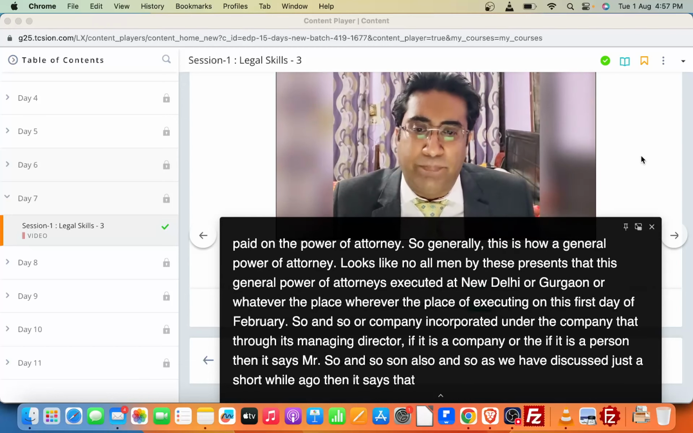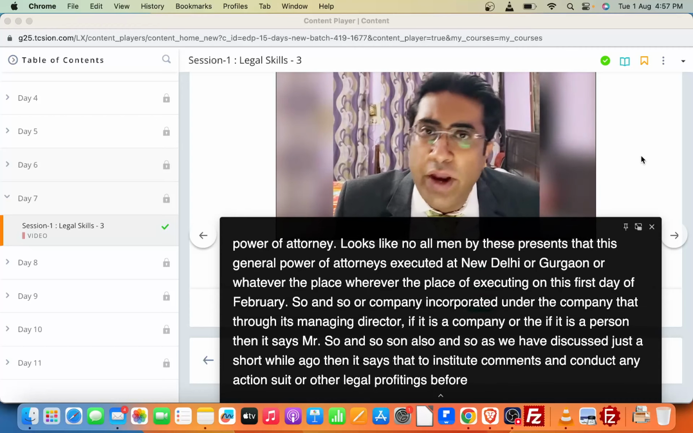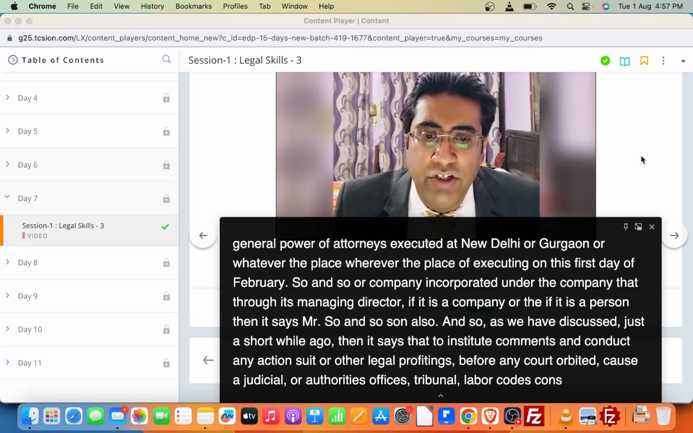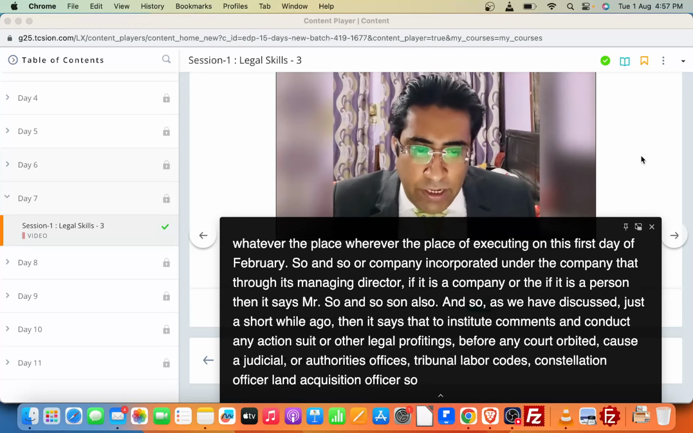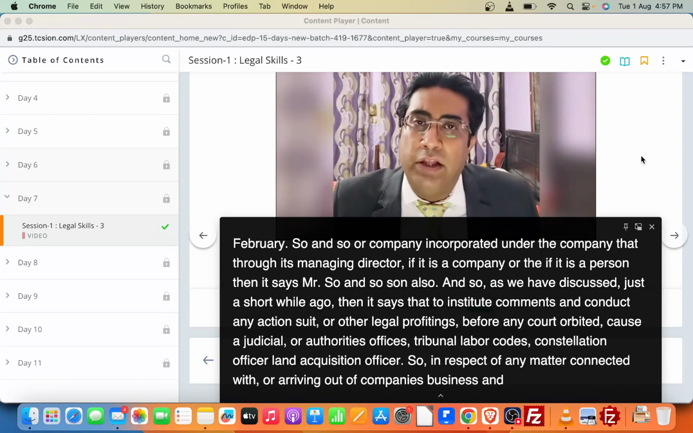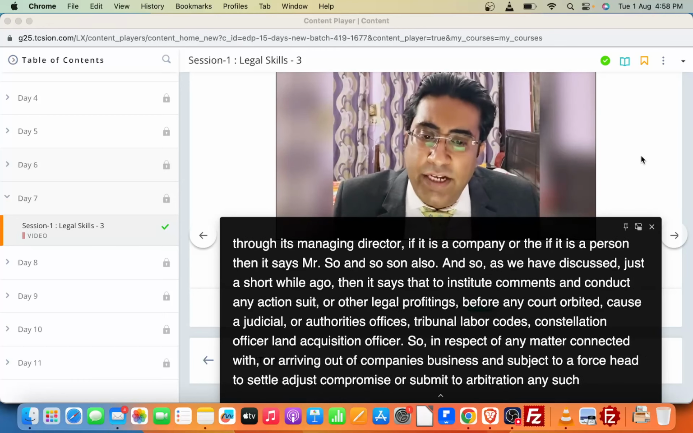Then it says to institute, commence and conduct any action, suit or other legal proceedings before any court, arbitrator, quasi-judicial authorities, offices, tribunal, labor courts, conciliation officers, land acquisition officer, in respect of any matter connected with or arising out of the company's business, and subject to the aforesaid, to settle, adjust, compromise or submit to arbitration any such action, suits or proceedings. Second, to defend all actions, suits, proceedings, etc., in the name of the company.